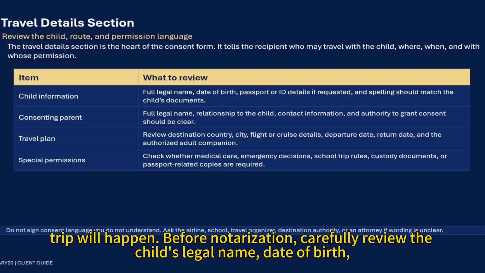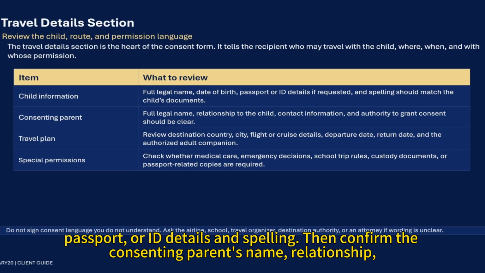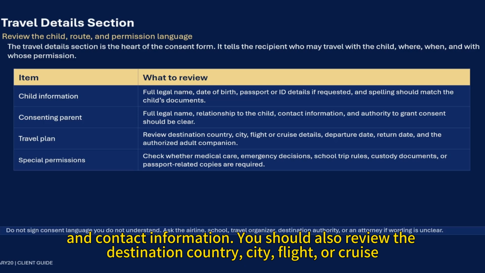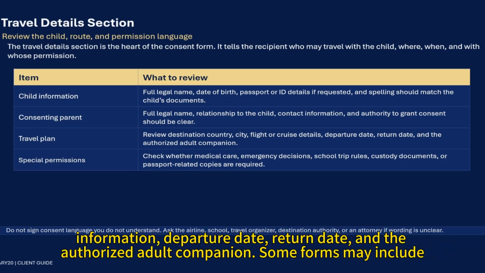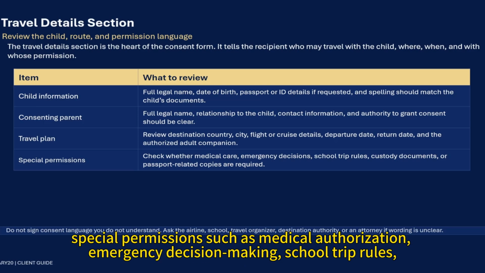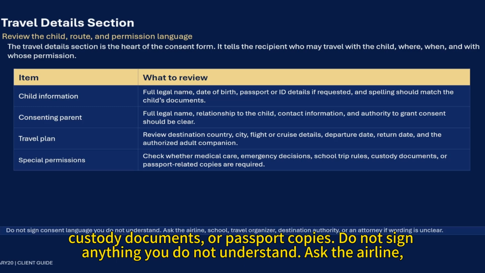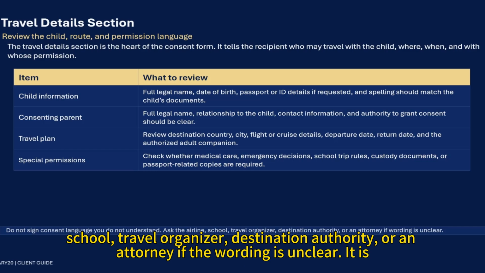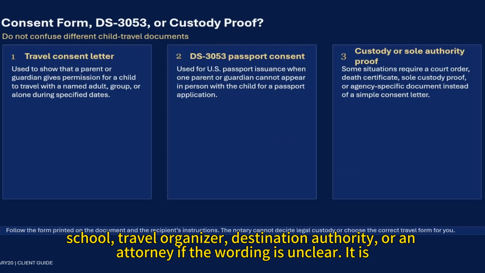Before notarization, carefully review the child's legal name, date of birth, passport or ID details, and spelling. Then confirm the consenting parent's name, relationship, and contact information. You should also review the destination country, city, flight or cruise information, departure date, return date, and the authorized adult companion. Some forms may include special permissions, such as medical authorization, emergency decision-making, school trip rules, custody documents, or passport copies. Do not sign anything you do not understand. Ask the airline, school, travel organizer, destination authority, or an attorney if the wording is unclear.